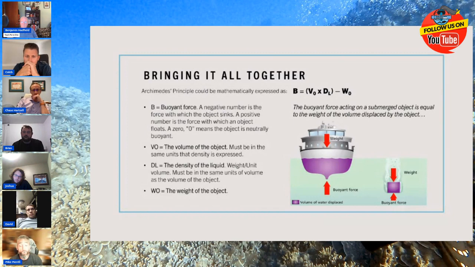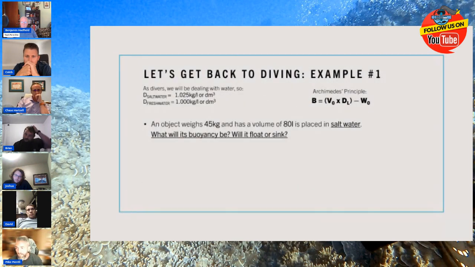So why does all this matter to us? Well, let's get back to the diving example. Let's take Archimedes' principle, and I'll give you a clue on this one. Divers are dealing with water, so the density of salt water is listed as 1.025 kilograms per liter, and the density of fresh water is 1 kilogram per liter. If an object weighs 45 kilograms and has a volume of 80 liters and is placed in salt water, given Archimedes' formula, will it float or will it sink?